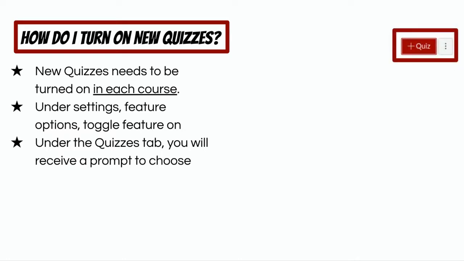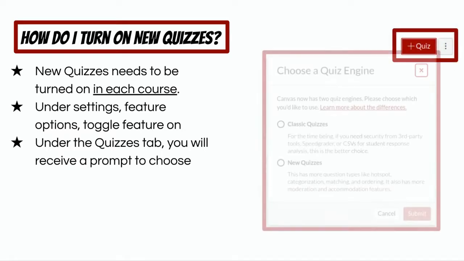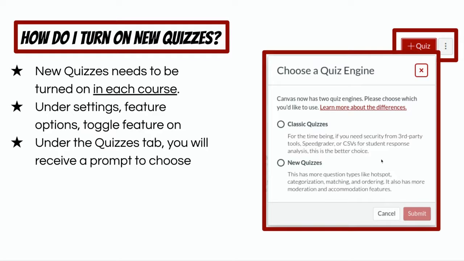The first time you click on add a quiz, once you've turned on new quizzes, it's going to ask you which quiz feature do you want to use. Like I said, you can't go wrong with either one, but new quizzes is definitely the preference among current users. So my suggestion would be to click on new quizzes and then tell Canvas that please don't ask me this anymore. I always want to use new quizzes, and then you can go ahead and submit.